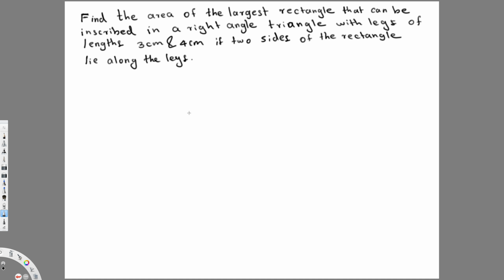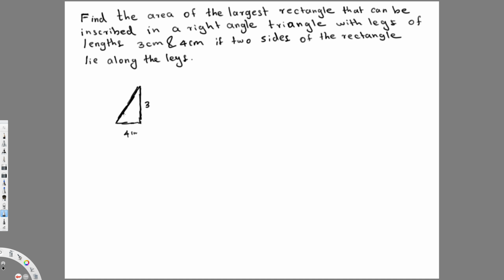So let's say, they are saying it's a right angle triangle, so it's going to be something like this, 90-degree, right? So it's going to be like this. Then they are saying it's a triangle with legs of length 3 centimeter, 4 centimeter. So one of them is going to be 3 centimeter, one of them is going to be 4 centimeter. And we have to find the largest rectangle that can be inscribed in the right triangle.